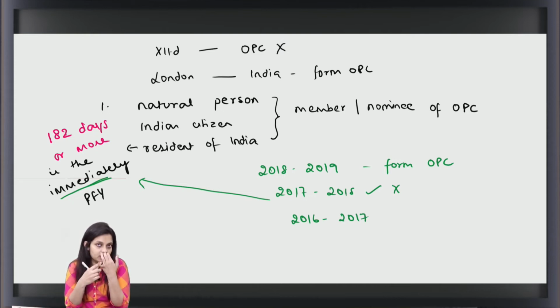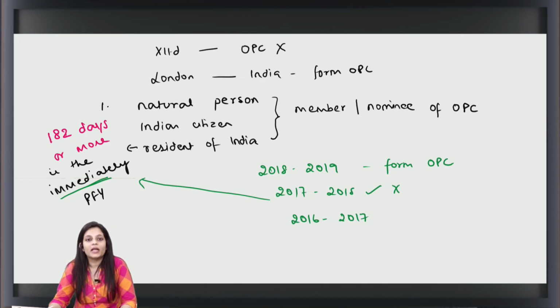तो कौन बना सकता है ओपीसी? एक नेचुरल पर्सन जो इंडियन सिटीजन है एंड रेसिडेंट ऑफ इंडिया है, वही ओपीसी बना सकता है। नो वन अदर देन दैट पर्सन कैन मेक एन ओपीसी। उसके बाद में अब ये नॉमिनी वाला कॉन्सेप्ट क्या था भाई? ये क्या नॉमिनी का लिखा था हमने?